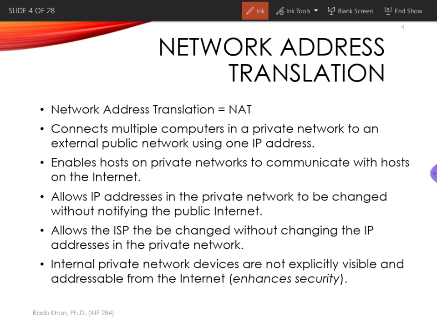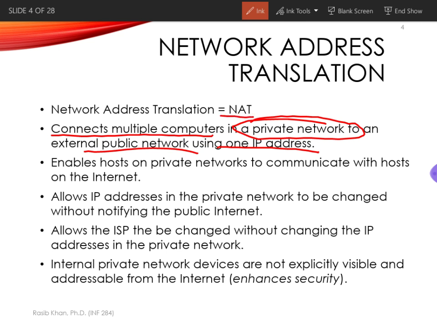So the NAT allows us to connect multiple computers which are placed in a private network to be able to connect to the external public network. And we know that private networks have a range of private IP addresses, and public networks, public IP addresses are unique. So how can we enable the connection of private IP addresses into the public network using one single IP address? That is the purpose of the NAT, and it enables hosts on private networks to communicate with hosts on the internet.